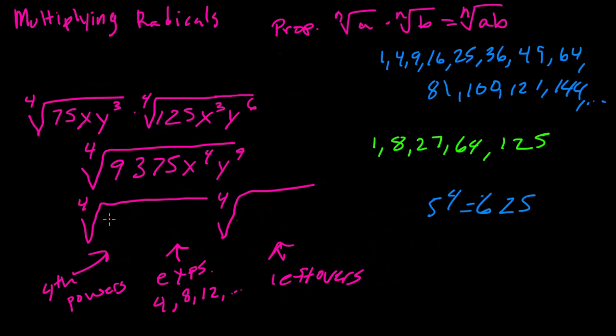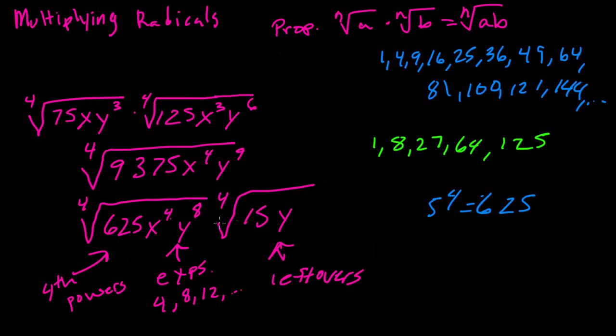So we're going to put 625 into our first one. 15 is left over. We go to our variables. X to the 4th, that has an exponent that's a multiple of 4. No x is left over. Y to the 9th, that's not a multiple of 4, but we can knock it down to, what are we going to knock it down to? 8. And that would leave us with 1 left over.